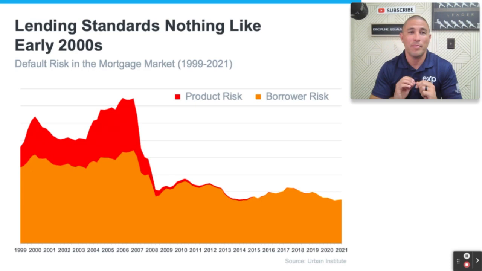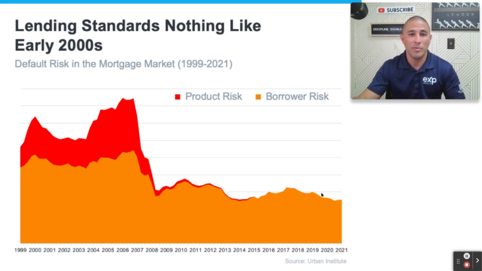And I've talked about this in the past, right? The biggest difference probably between the crash in the housing market the last time and the economy that we are in today is lending standards. This graph shows you that the lending standards in the early 2000s are nothing like the lending standards today. And we've talked about this in the past, but the amount of product risk versus borrower risk in the market is significantly different, right?